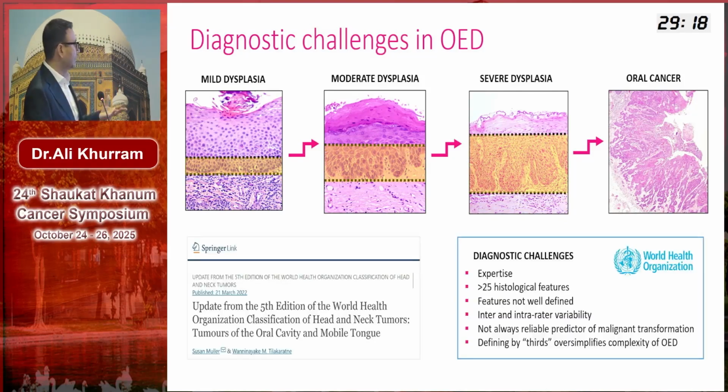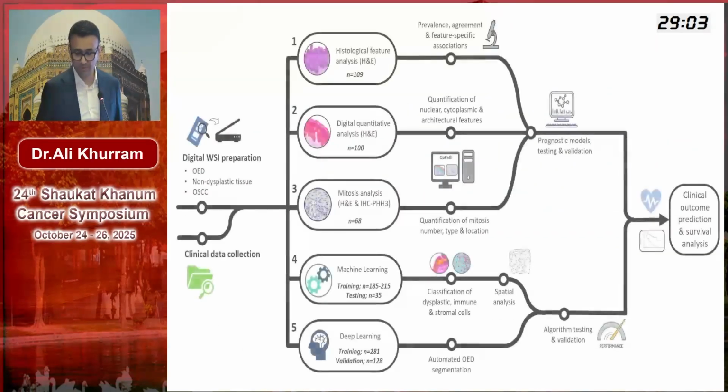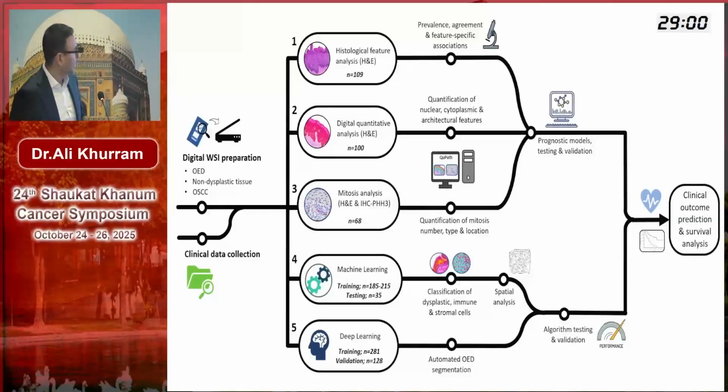And it's not helped by the fact that the WHO, instead of reducing or consolidating the number of features we're meant to look at, has increased the number of dysplastic features from 16 to 28 in the most recent classification. So we feel like that's actually going to make the problem even worse. So what we did was develop this whole pipeline in terms of attacking the dysplasia problem from multiple angles.